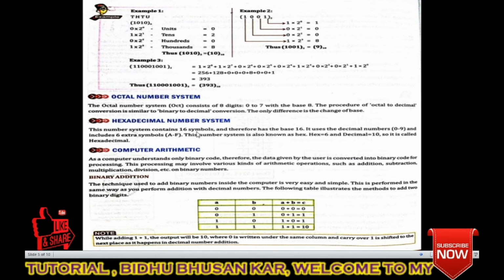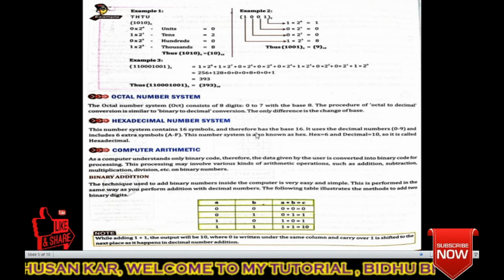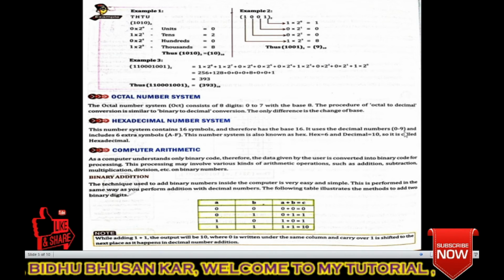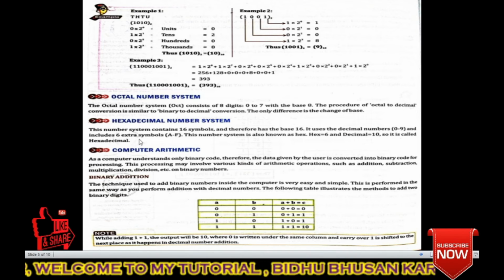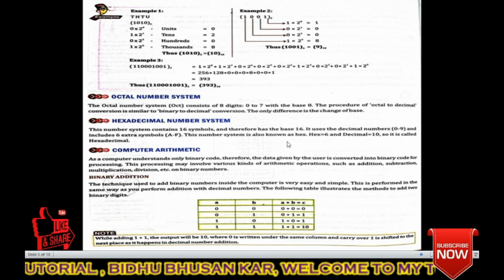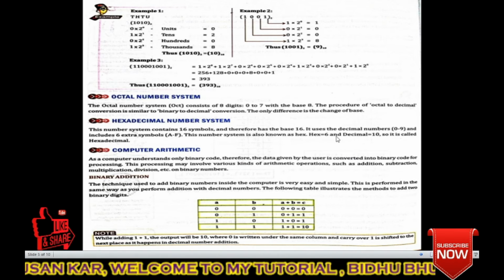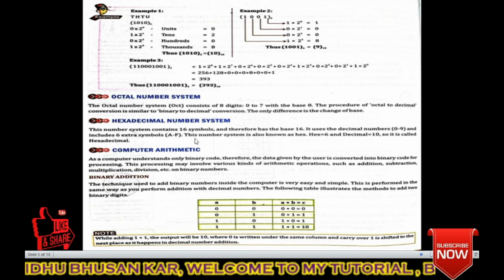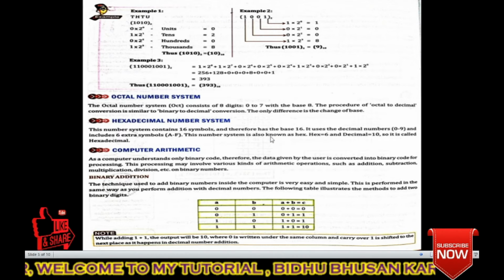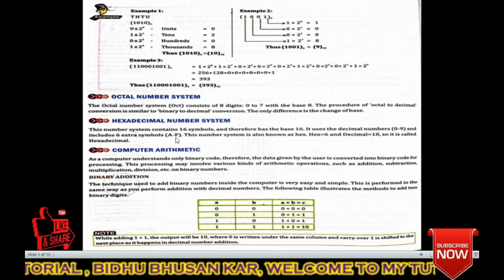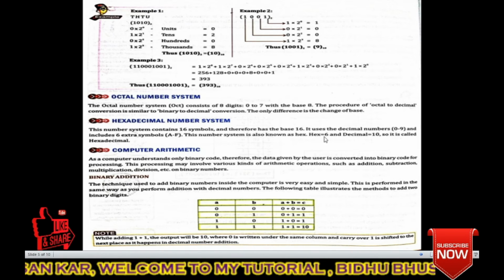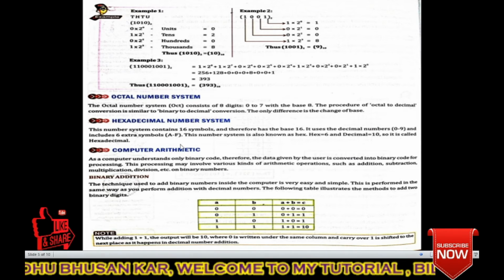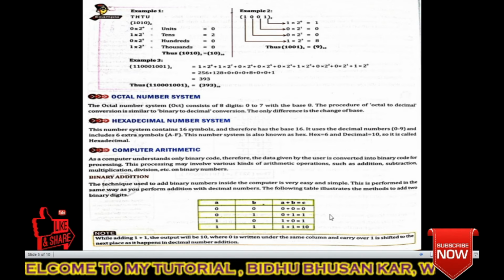Next, the hexadecimal number system. The number system consists of 16 symbols and therefore has a base 16. It uses the decimal numbers 0 to 9 and includes 6 extra symbols, A to F. The number system is also known as hexa, means 6, and decimal equal to 10. So it is called hexadecimal. Okay, after 0 to 9, how many digits are there? 10 digits. Then A, B, C, D, E, F. These are known as 6, means hexa, 6 digits. So 0 to 9, 10 digits, then A to F, 6 digits. Total is 16. Understood or not?